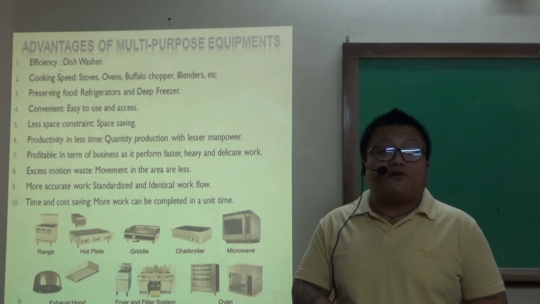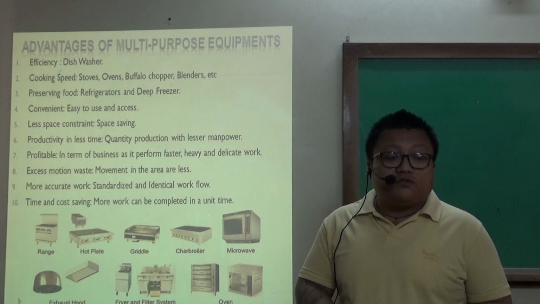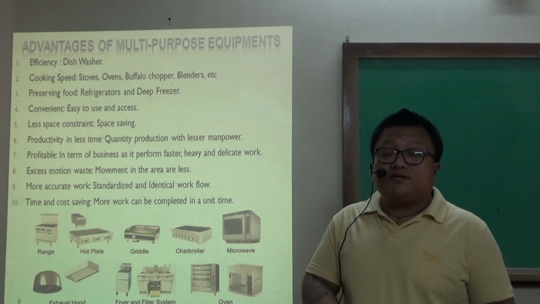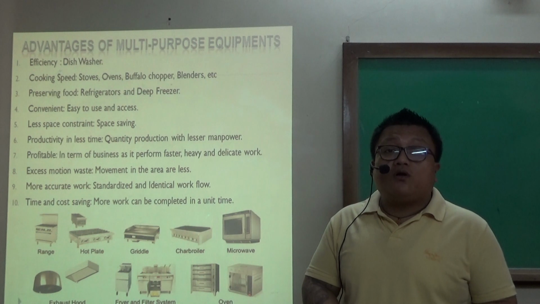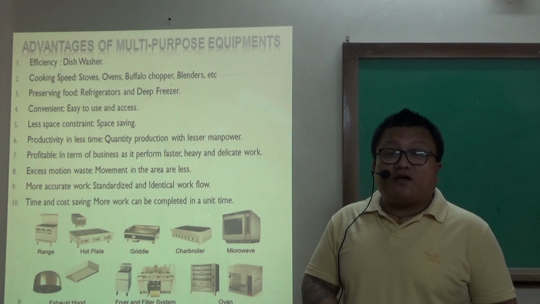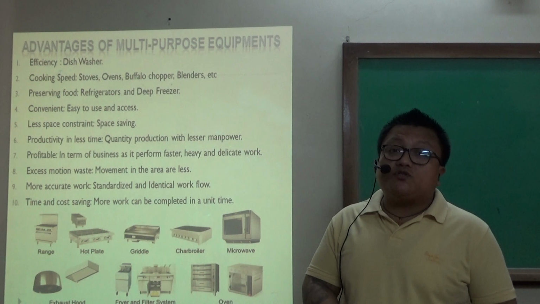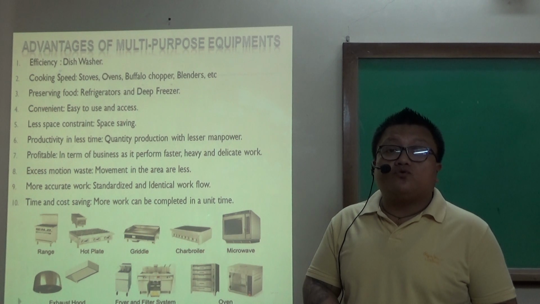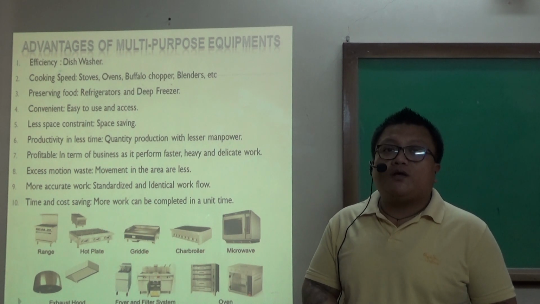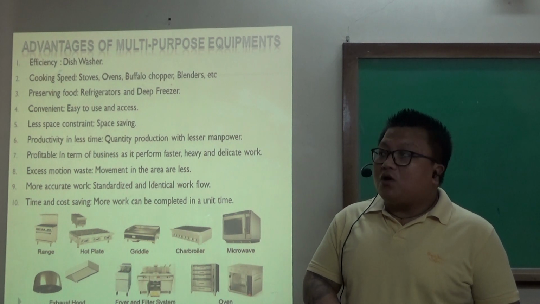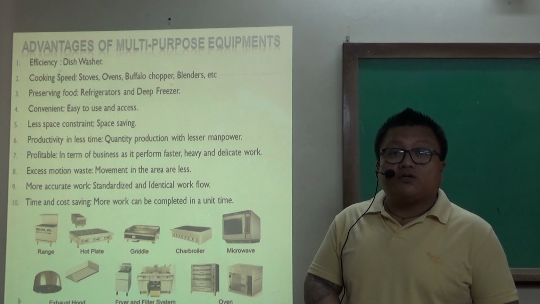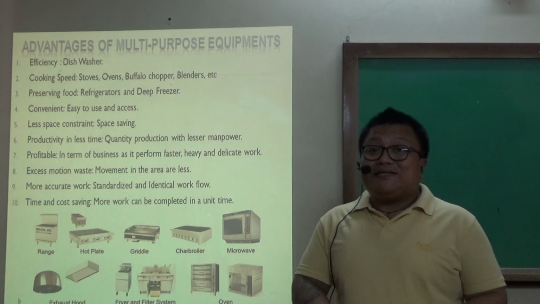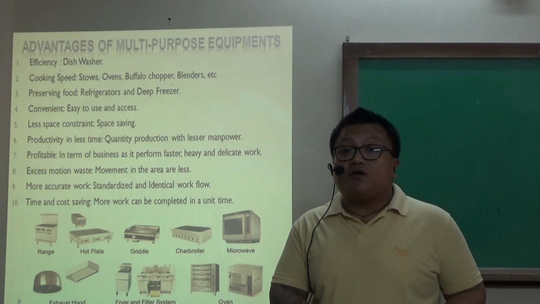Why do we have the advantages of multi-purpose equipment? The list has been given here. The first one is efficiency, that is, the workload where the human effort put in is reduced. For example, the dishwasher, because a human can wash one or two at one time, but in the dishwasher we can wash an endless number of plates, cups, saucers, etc. Cooking speed means it increases the cooking speed and reduces the time taken.